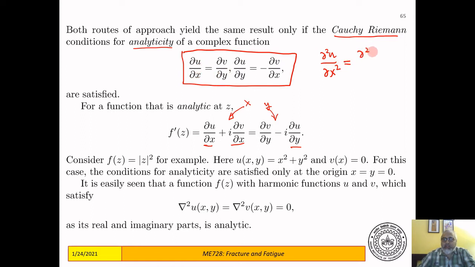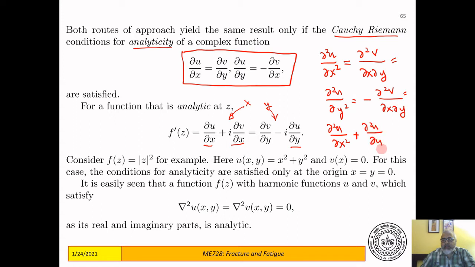So you get that should be equal to del square v del x del y, and here let's write del square u del y square, derivative with y once again, and that should be equal to minus del square v del x del y. For a continuous function v, this guy and this guy are the same, which means that del square u del x square plus del square u del y square is equal to 0. So this is denoted by the harmonic with respect to the harmonic operator del square. So del square of u has to be equal to 0.